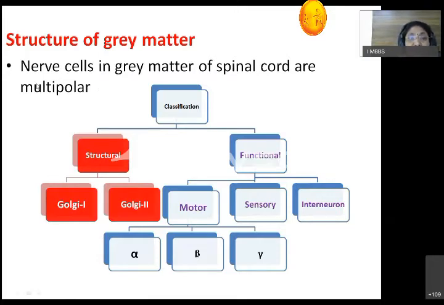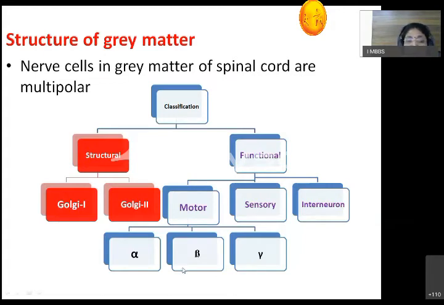The nerve cells which are present in the gray matter of spinal cord are of two types, and they are classified according to their structure and according to their function. According to structure, the nerve cells of the gray matter are divided into two types, Golgi 1 and Golgi 2. Whereas according to function, they are classified as motor neurons, sensory neurons, and interneurons. Motor neurons are of three types: alpha motor neuron, beta motor neuron, and gamma motor neuron. All these nerve cells are multipolar in nature.